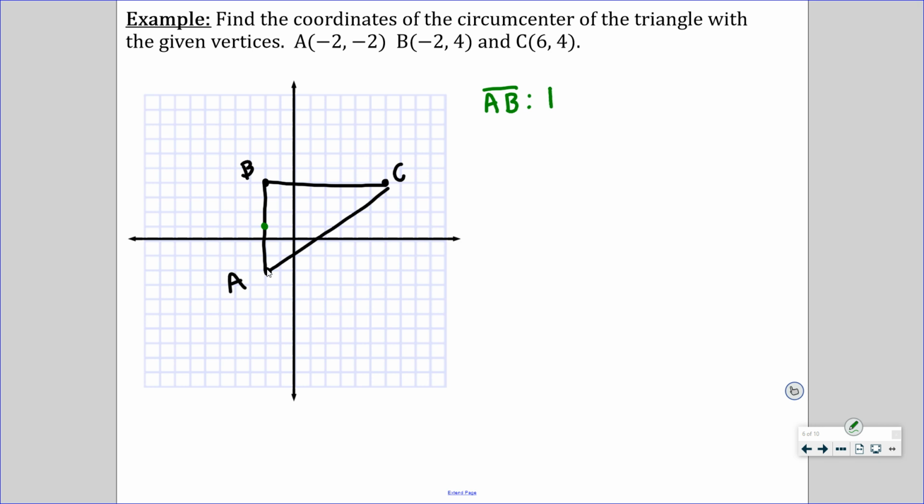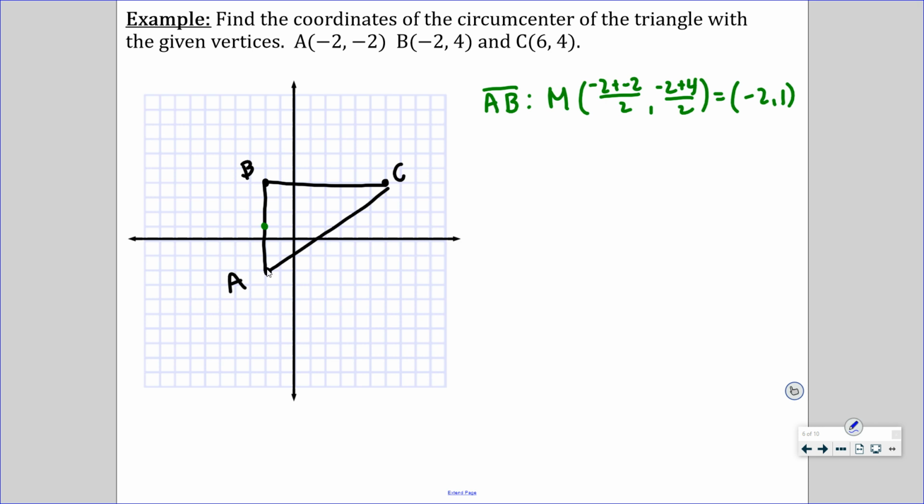If you need to use the midpoint formula, you know how to do that. If I'm doing AB, add the x coordinates, average them halfway, add the y coordinates, average them halfway. But we see the midpoint there is at -2, 1. Okay, everybody with me? -2, 1. I'm going to do that one in green.